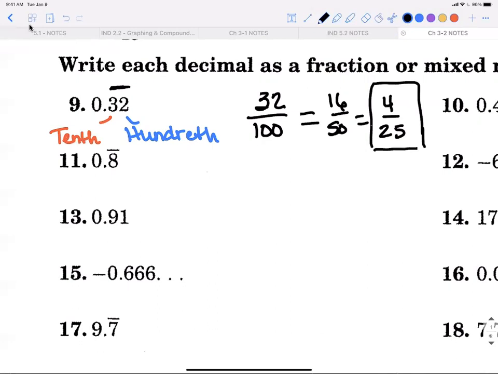No, 8 over 25, not 4. Sorry, I don't know where I got that. There we go. They're both divisible by 2, which would be 8 over 25.